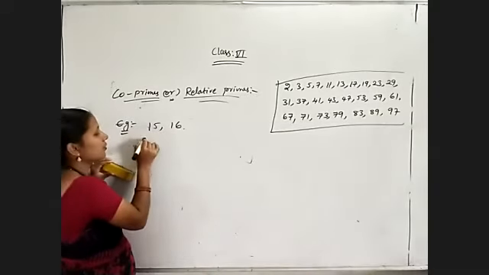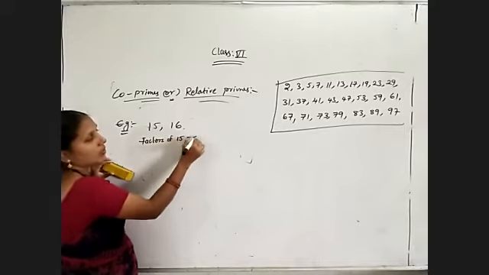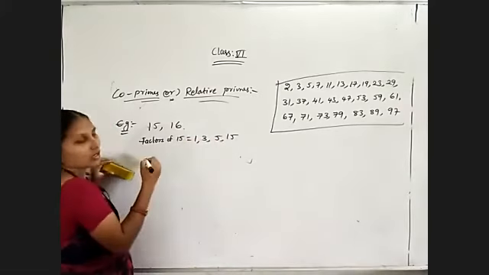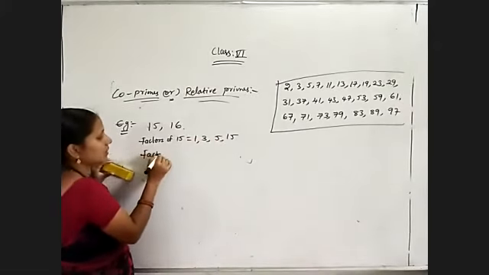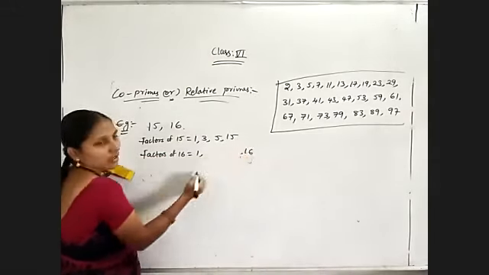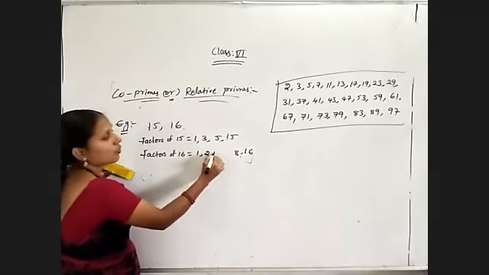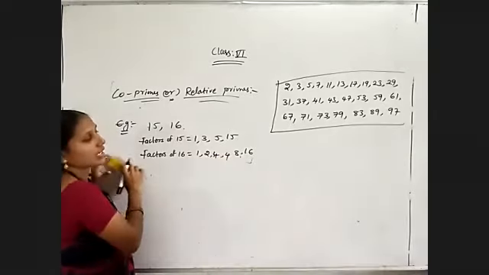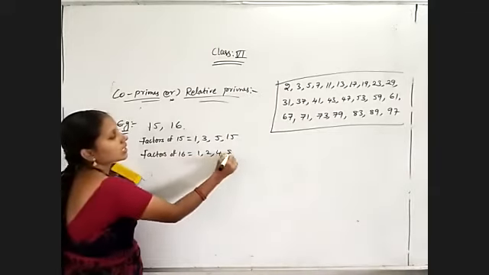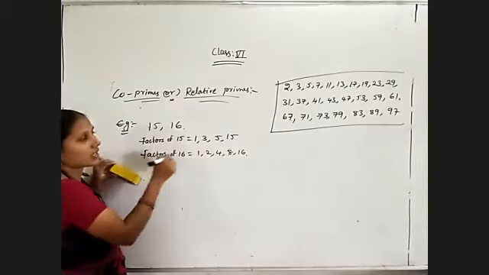So factors of 15 are: 1 15s are 15, 3 5s are 15, that's all. And coming to factors of 16: 1 16s are 16, 2 8s are 16, 3 table we will not get, 4 4s are 16. That's all. Till we get an equal number, we need to write the factors: 1, 2, 4, 8, 16. These are the factors of 16. Now, how many common factors are there?